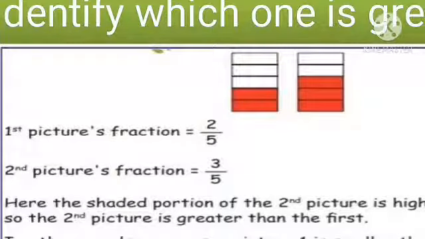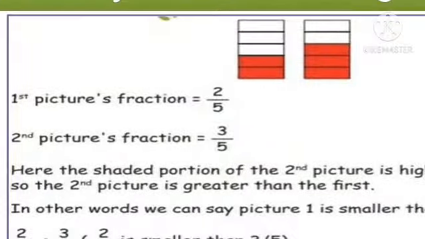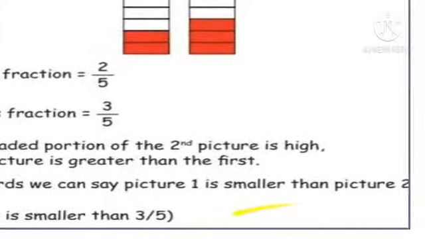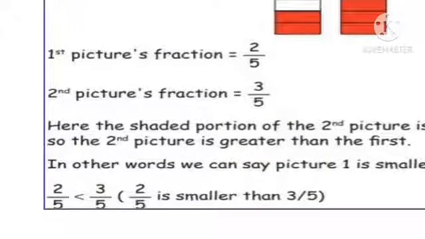Now look at the explanation. The first picture fraction is 2 by 5. The second picture fraction is 3 by 5. Here, the shaded portion of the second picture is more. So the second picture is greater than the first one. In other words, picture 1 is smaller than picture 2. So 3 by 5 is greater than 2 by 5. So the answer is 3 by 5 is the greater. On that side you have to put the open mouth greater symbol. Or otherwise, 2 by 5 is smaller than 3 by 5.